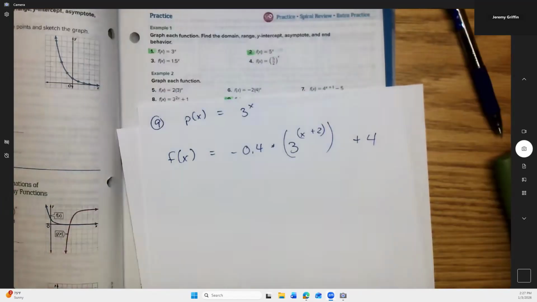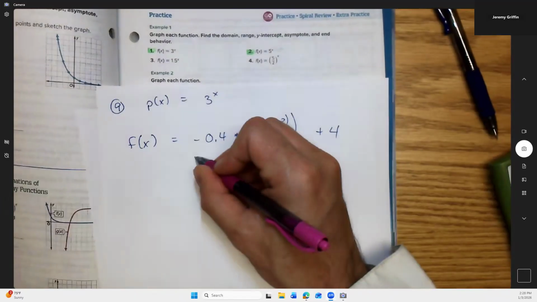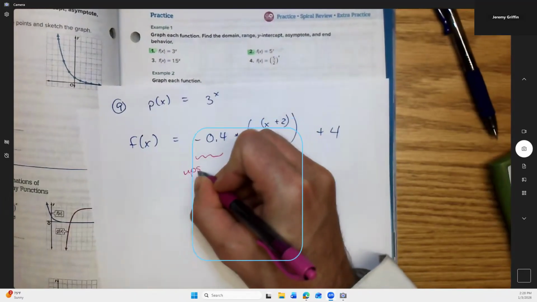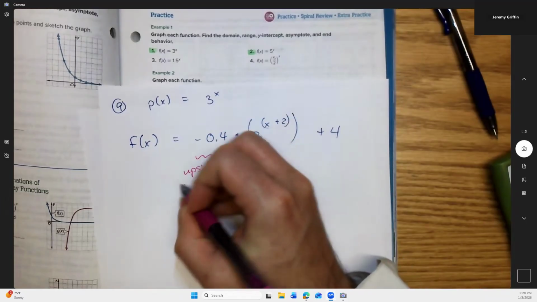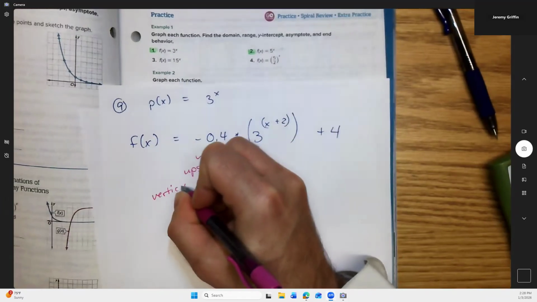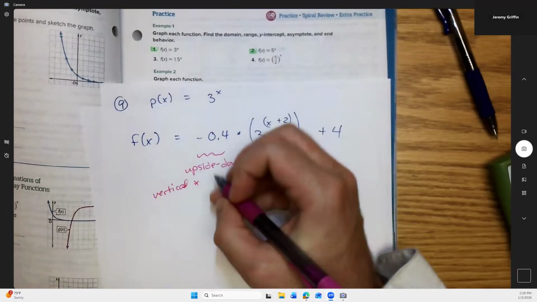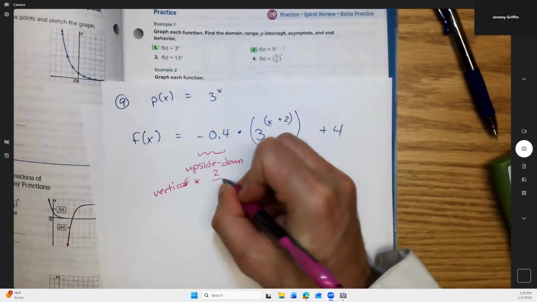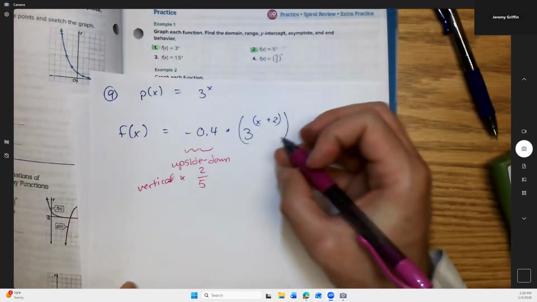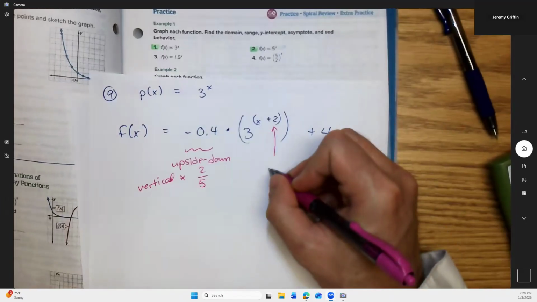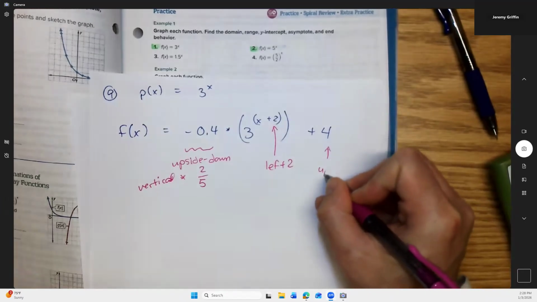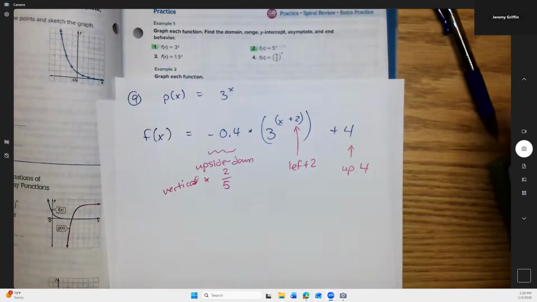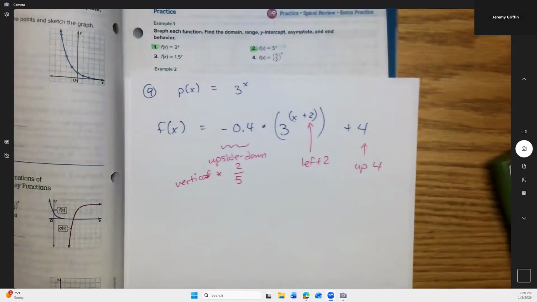Now, relative to this, it goes upside down, then a vertical stretch times, well, 0.4, if you want to think of it that way. This right here means go to the left 2. This right here means go up 4.